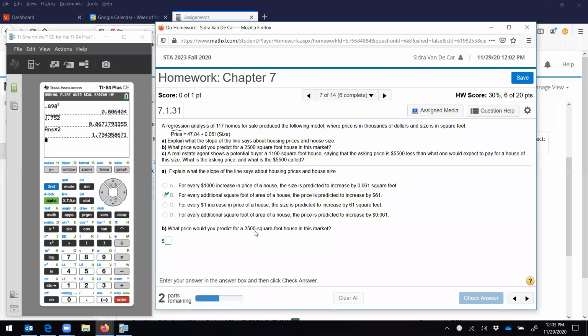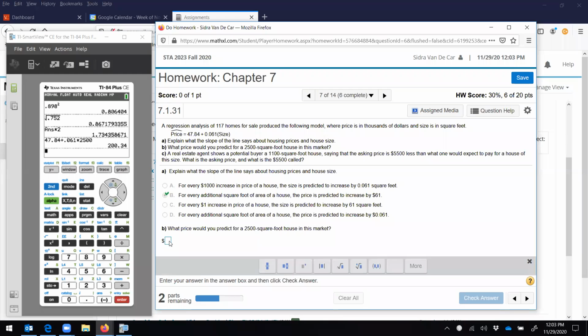What price would you predict for a 2,500 square foot house in this market? All right, so we're going to plug 2,500 in there. So we're going to go 47.84 plus 0.061 times 2,500. That's in thousands, so I have to move the decimal over 3. So we're going to go 200,340.